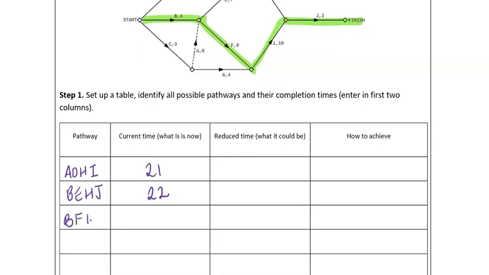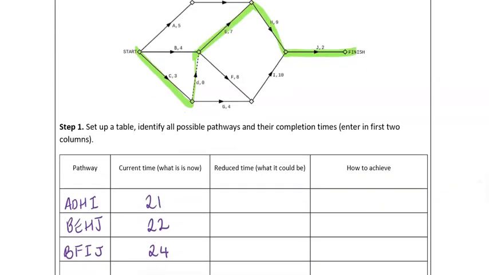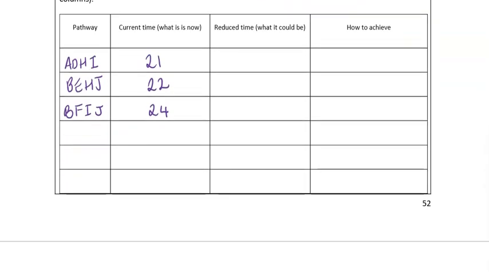Another pathway, B, E, H, J. And again, currently that pathway takes 22 hours. Another possible pathway, B, F, I, J. And that pathway currently takes 24 hours. Again, I could go C, the dummy edge, E, H, J, and that pathway currently takes 21.